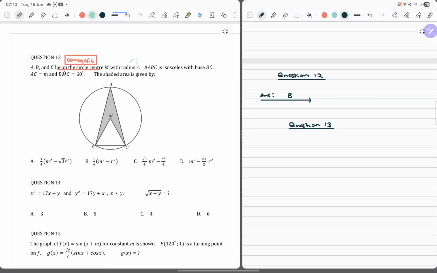Now with the center M and radius R, okay, cool. So that's the center. And we know that the radii are equal. If one is R, the other one is also R. Maybe let's make it nice and easy to see, right? Now we're told also that ABC is isosceles with the base BC. Can you see the base is specified? Don't always assume the base.